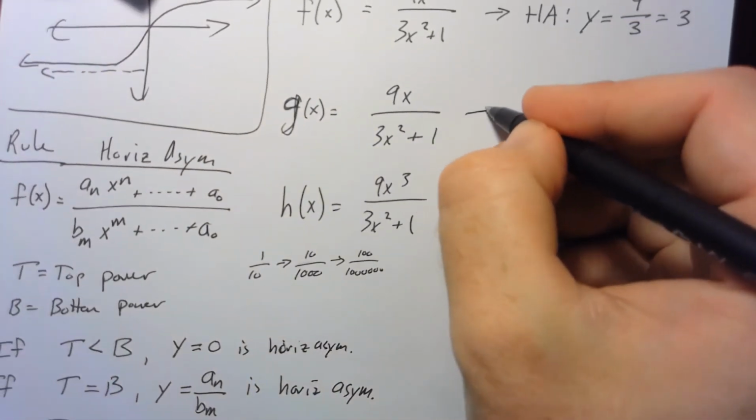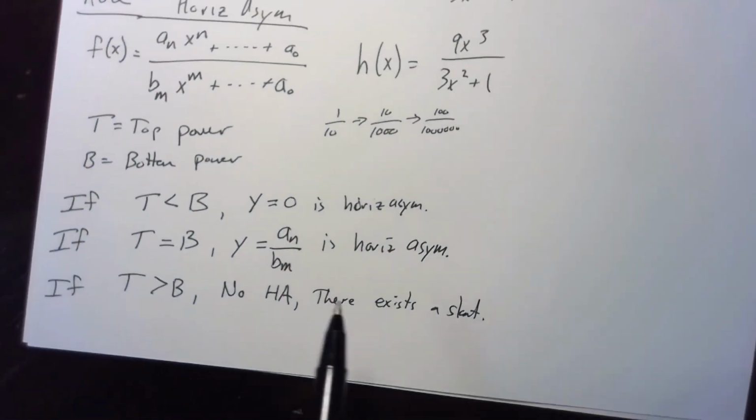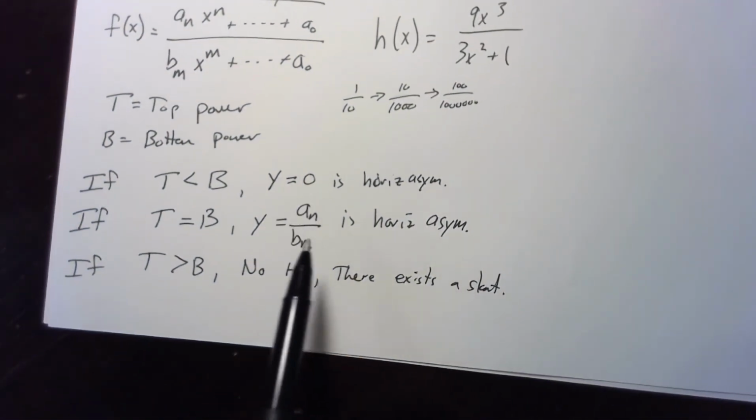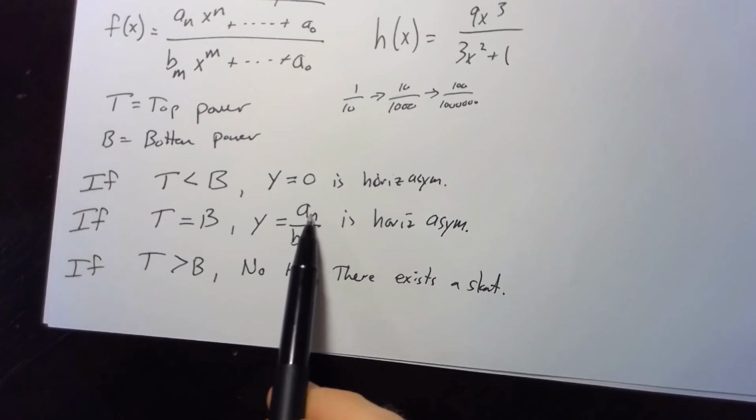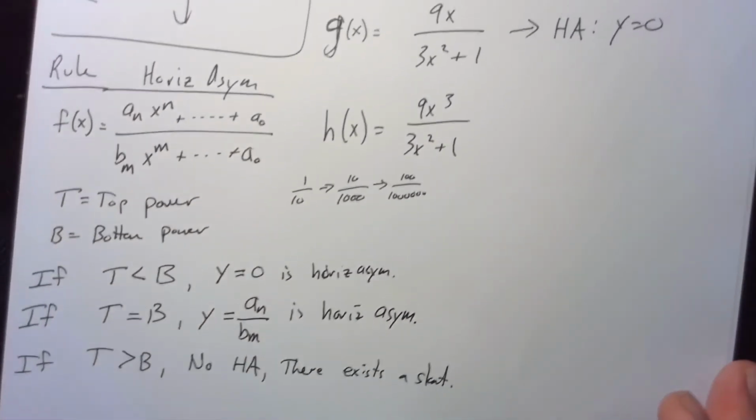So for every single one of these cases, there is a specific answer you're looking for. It's either I have y equals 0 as an answer, I have y equals a coefficient divided by a coefficient as an answer, or I have no horizontal asymptote, but there exists a slant that I still have to find.